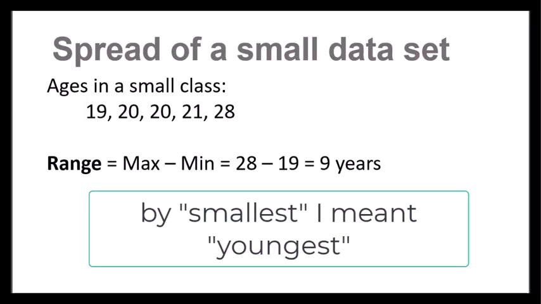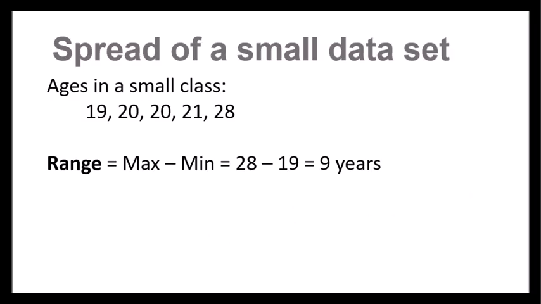Now the range is pretty easy to calculate and gives us a good idea of the spread of those max and min values, but if either our max or our min is an outlier, for example, maybe the oldest person in this class is 38, that's going to result in a much larger range because we're only looking at that max and min value.